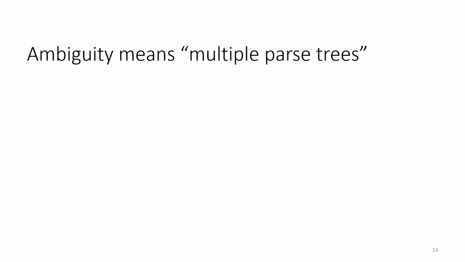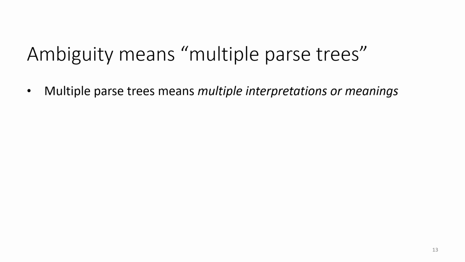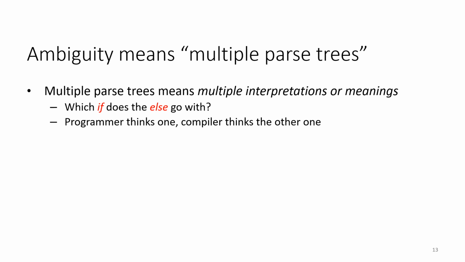Ambiguity specifically means multiple parse trees. And multiple parse trees could mean that we have multiple interpretations or meanings. If I didn't have that nice tabbing over, it might not be super clear which if the else goes with. Perhaps you think it's going to be one of those and the compiler thinks it's going to be the other one, which is why the tabbing was important in the first place. But depending on how you're writing your program, you might not notice this kind of bug. Or the compiler is going to think, oh, it's totally fine, and it doesn't do what you expect it to.